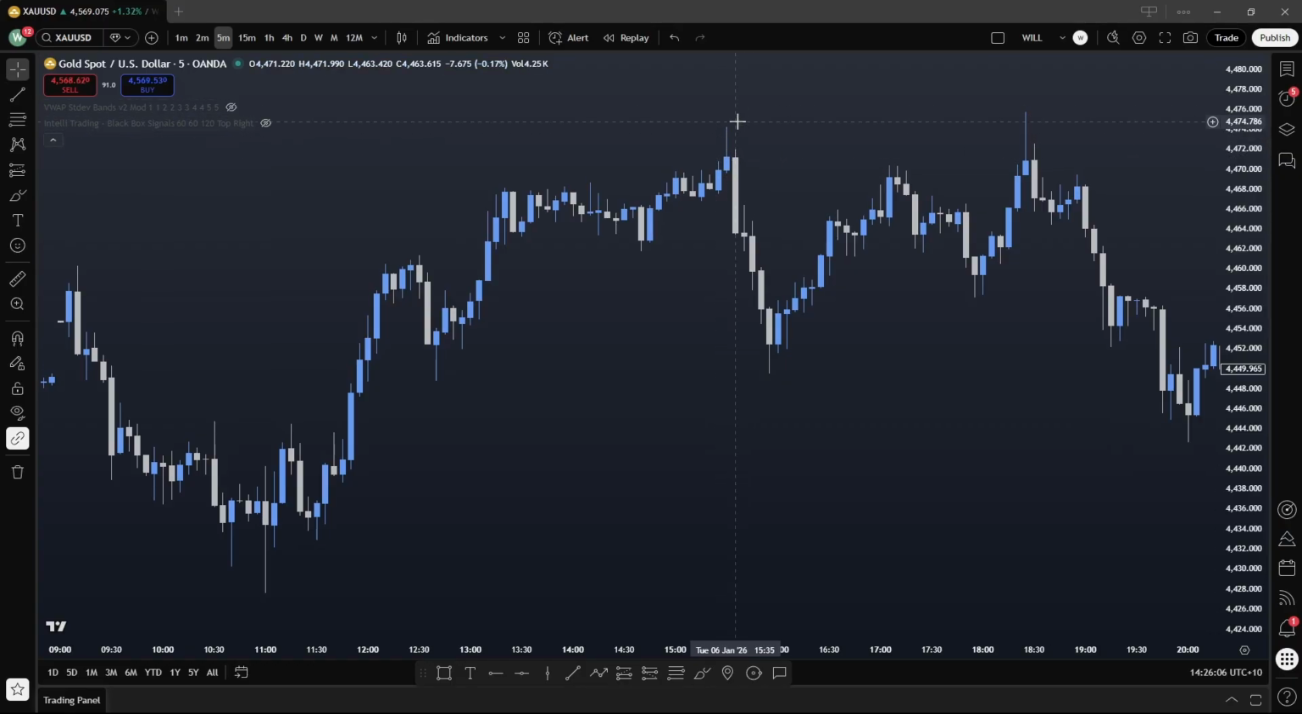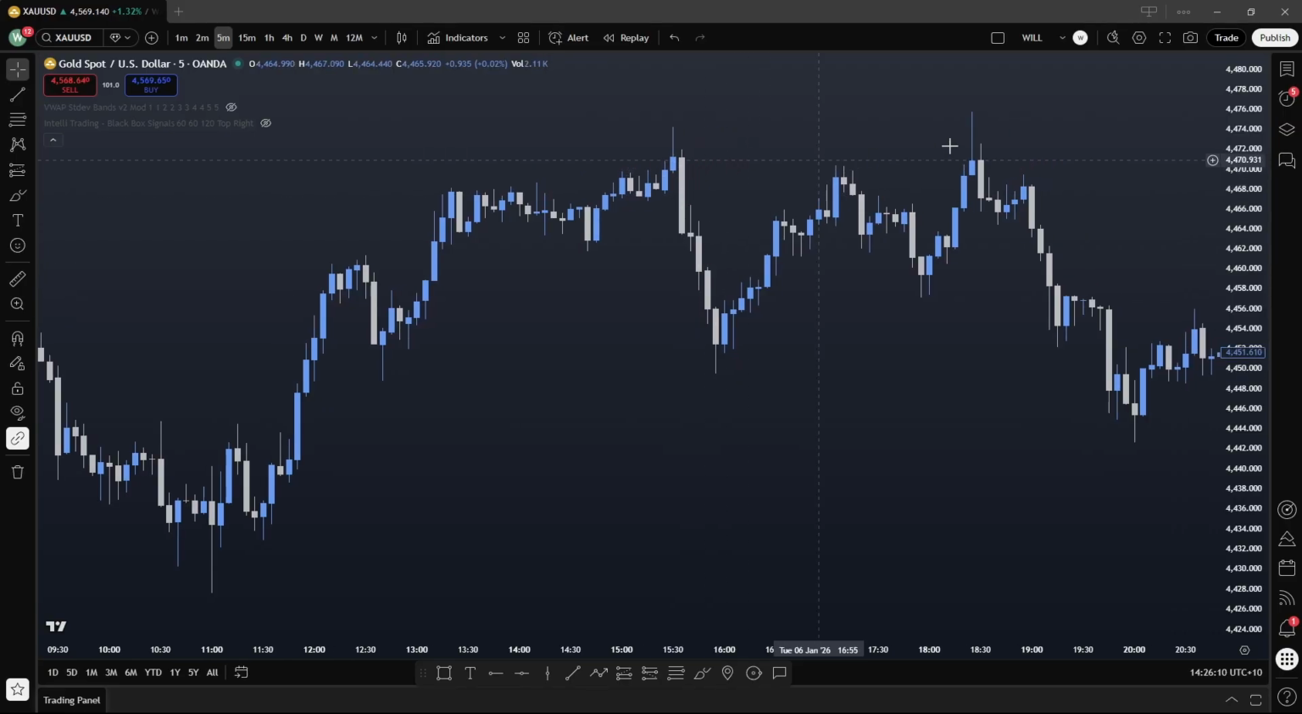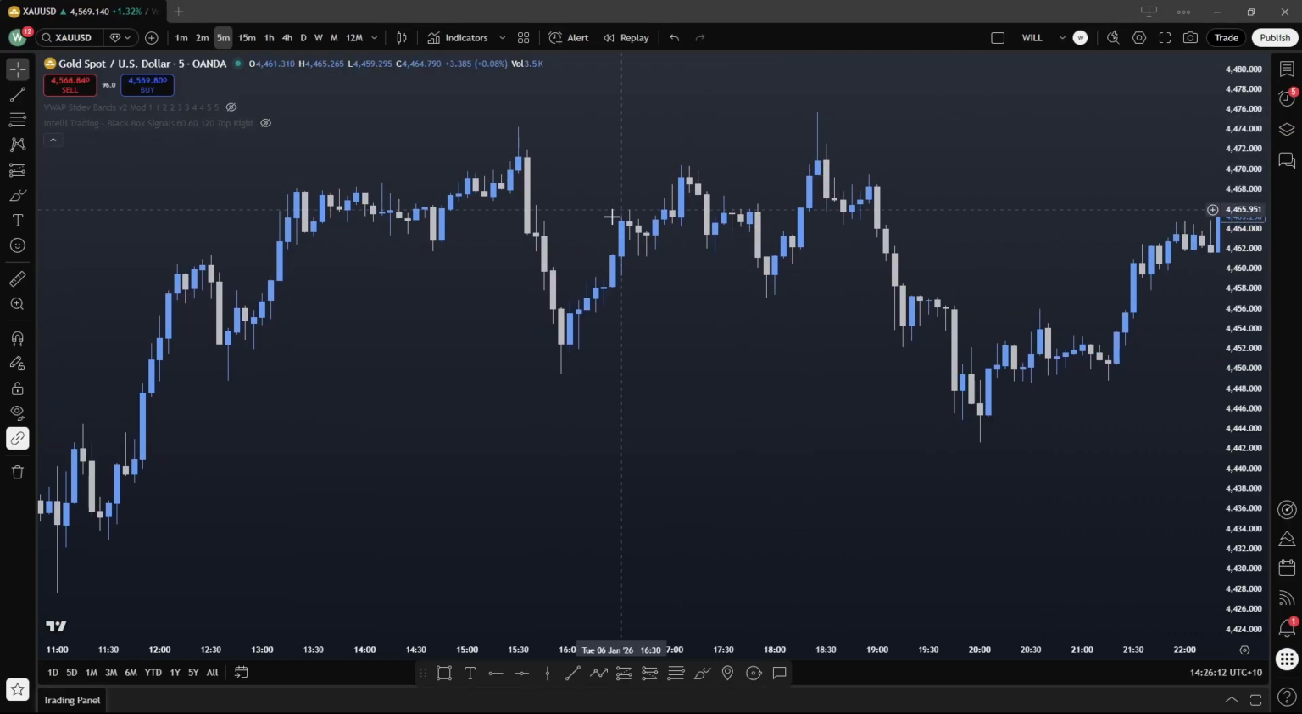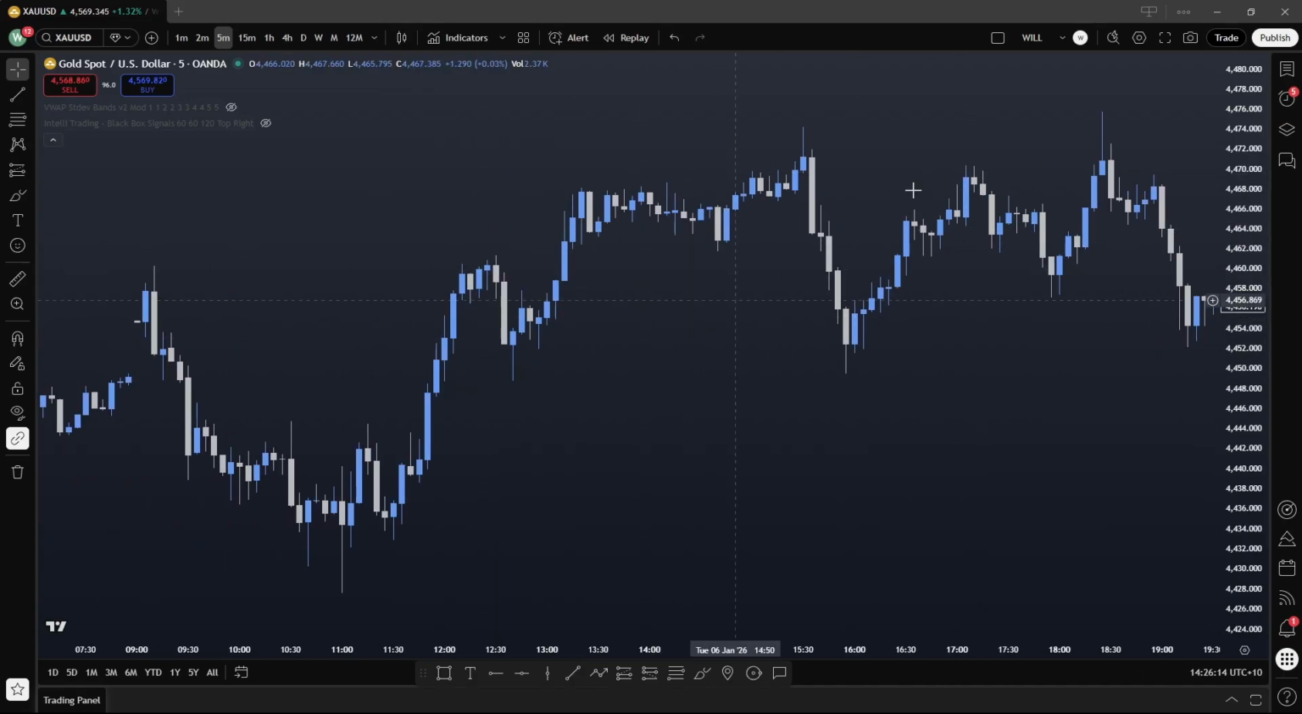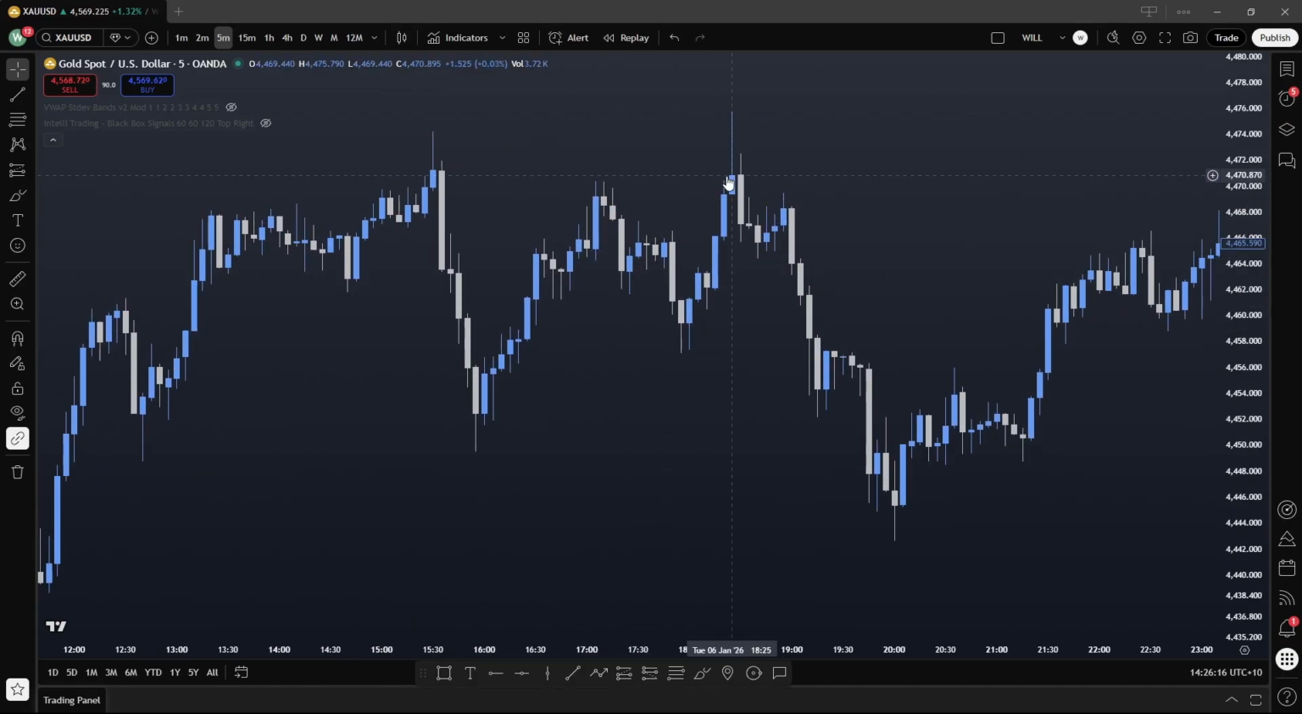It's rejecting it. It wants to come down a little bit further. Same here. So even though we're in overall bullish momentum, we can see this breakout here. We've broken structure to the upside. I wouldn't want to buy here because it's rejected this whole area.